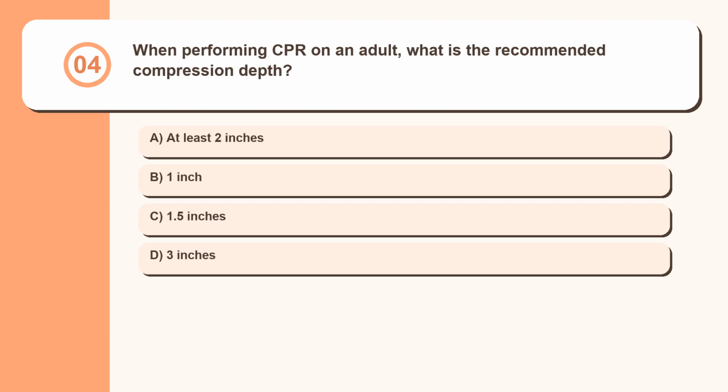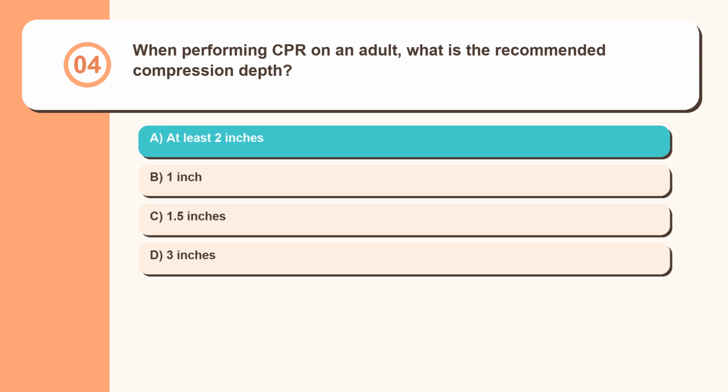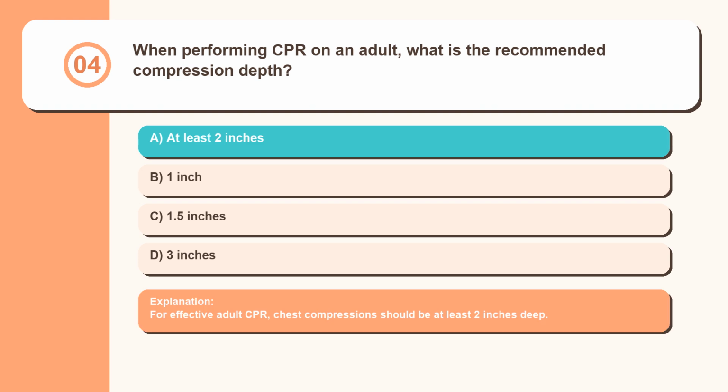Question 4. When performing CPR on an adult, what is the recommended compression depth? At least 2 inches, 1 inch, 1.5 inches, 3 inches. For effective adult CPR, chest compressions should be at least 2 inches deep.